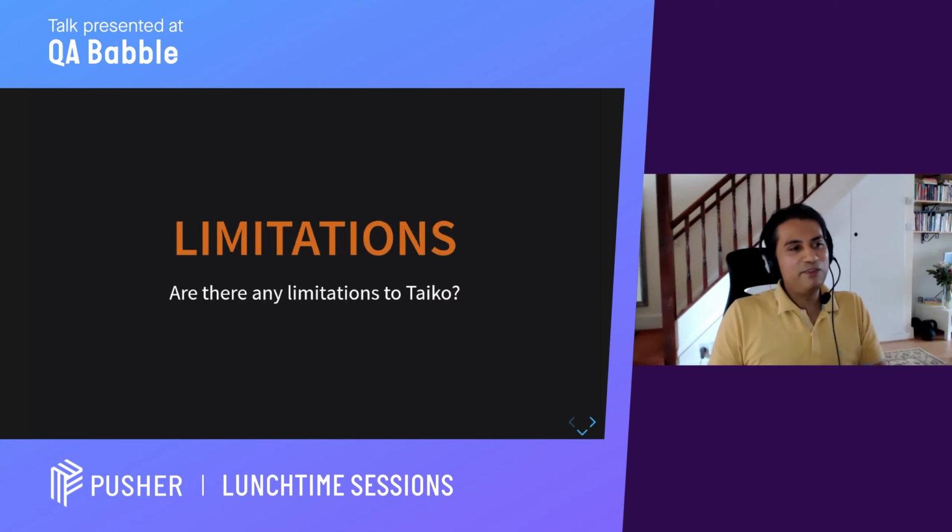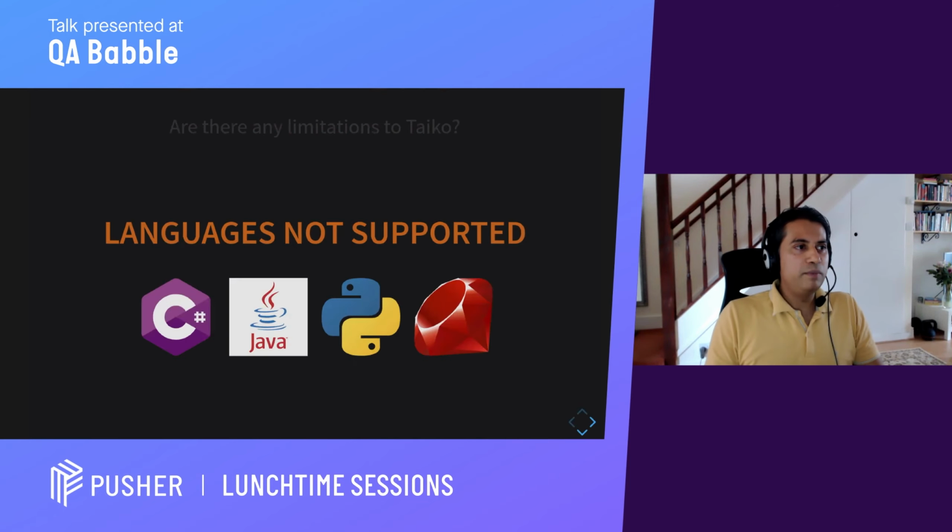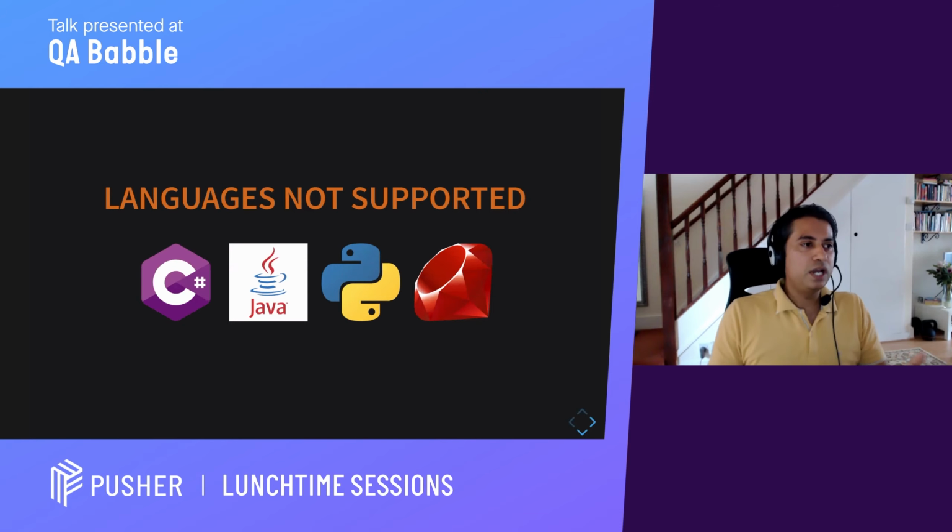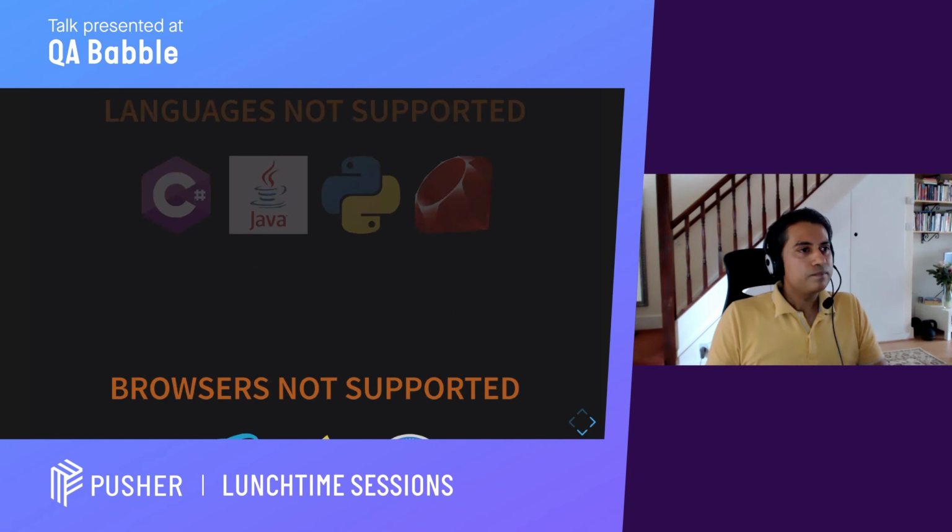But before we go to the demo, I just want to talk about the limitations as well. Taiko does have some limitations. It doesn't support C Sharp, Java, Python, or Ruby. So suppose you already have an existing framework, and your devs all already use C Sharp, Java, Python, or Ruby, then unfortunately you can't. But you can still start very quickly to build a new framework using Taiko.